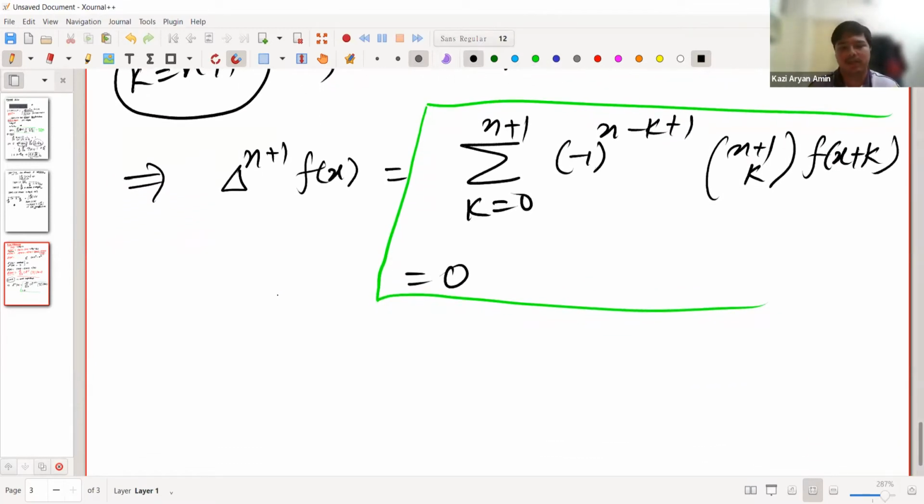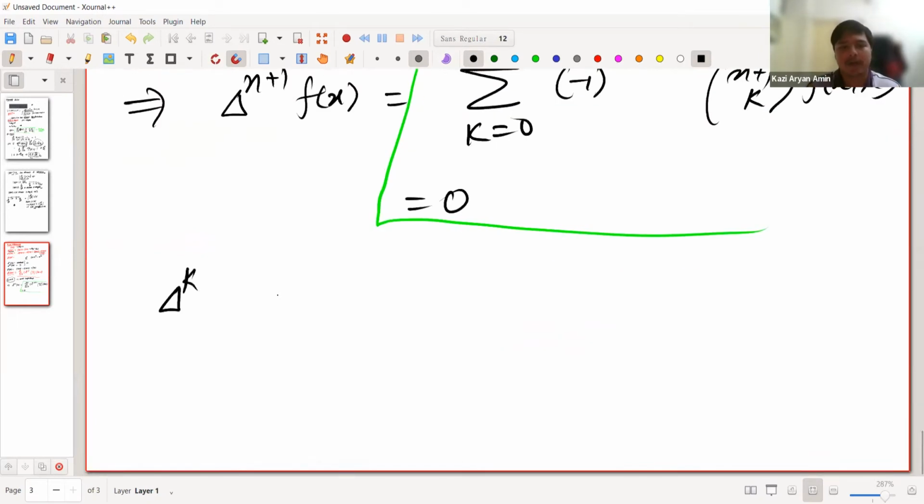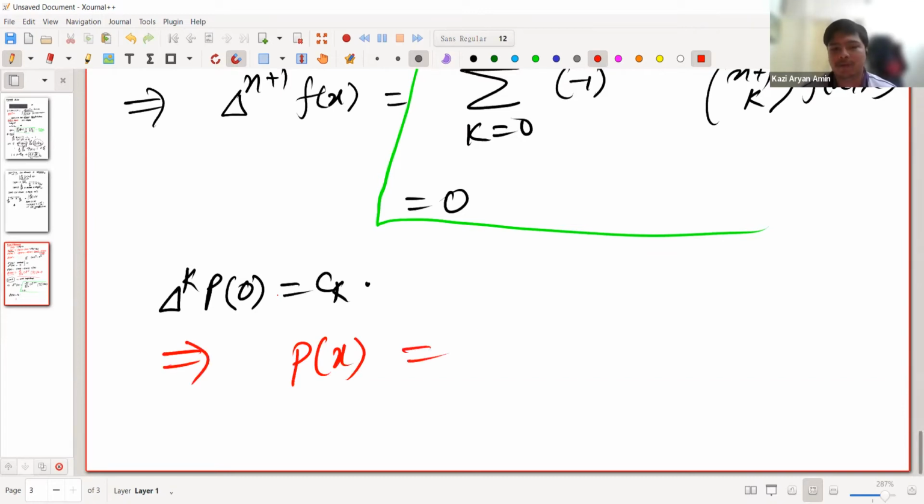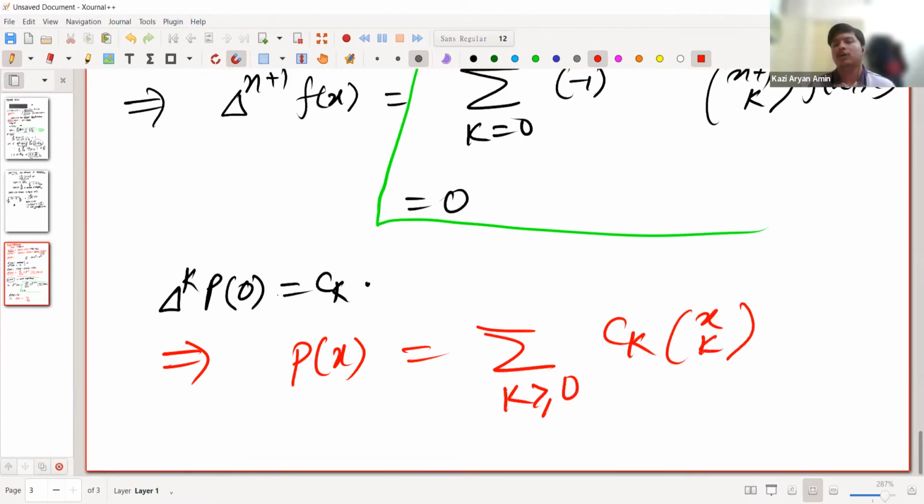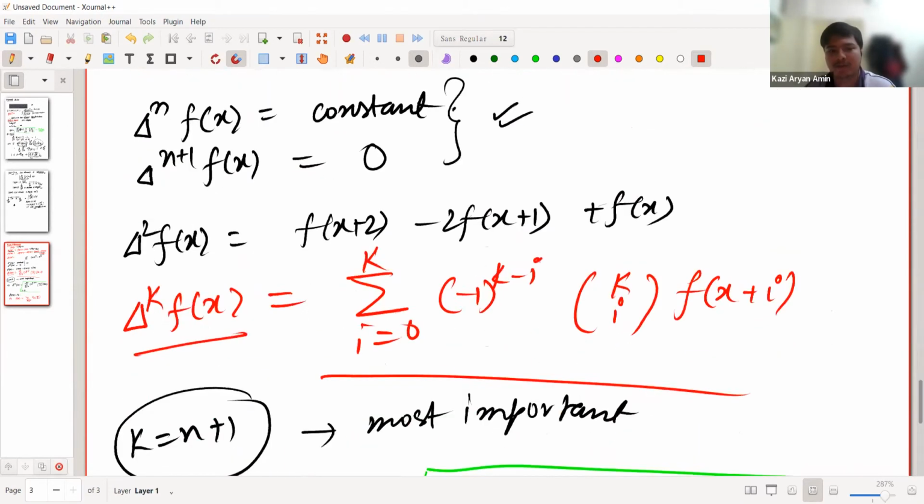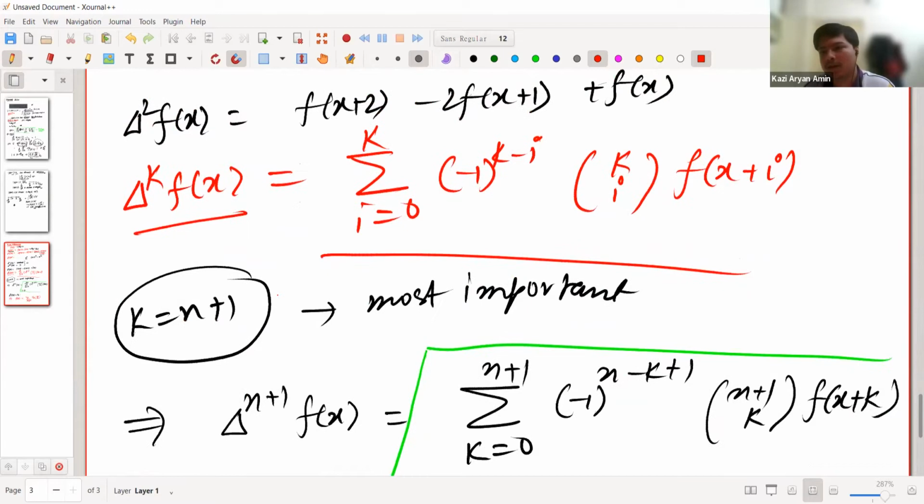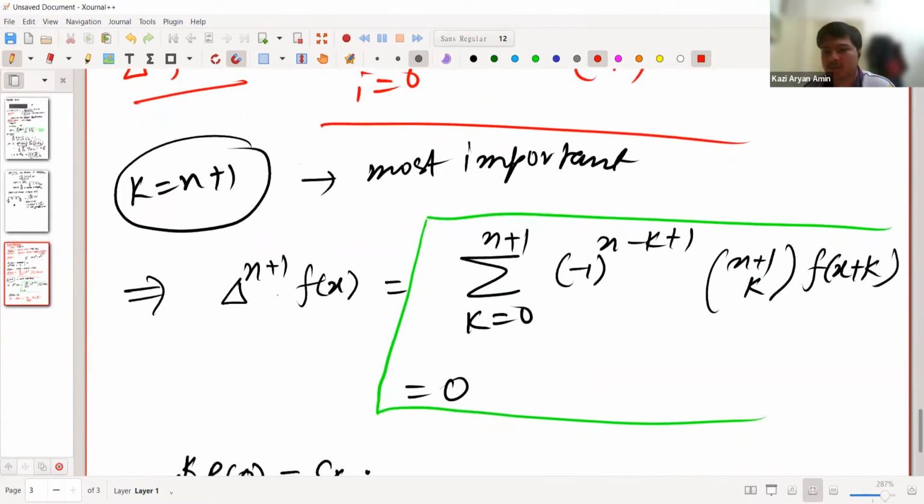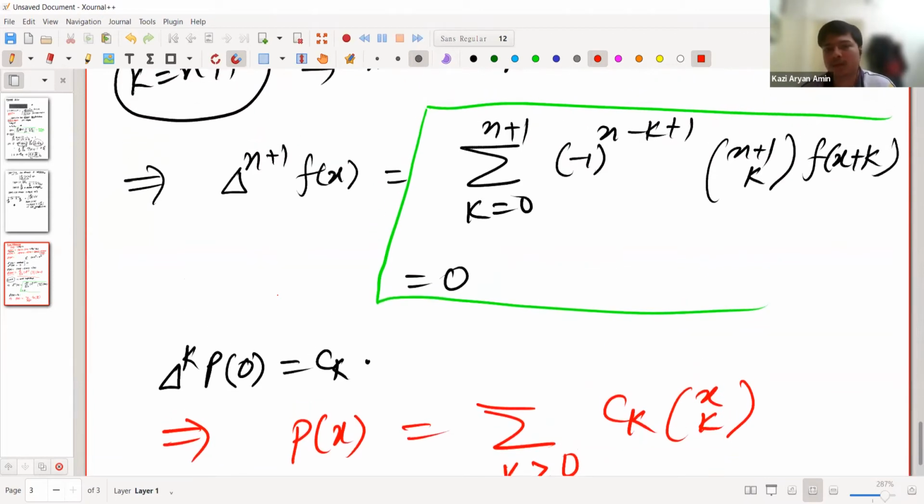And another property you should know is, suppose del k p of 0 is c_k, then you have p of x equals the summation over k from 0 of c_k, etc. So this was the theory you're supposed to know about finite differences. Is that part clear? Any doubts regarding what I said? I mean, this is probably your most important formula.